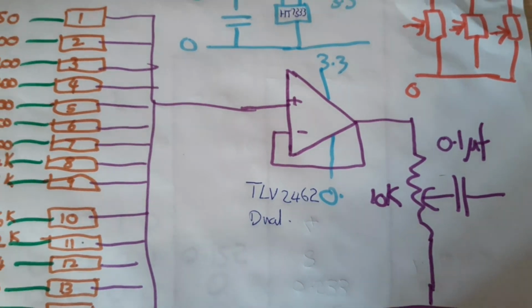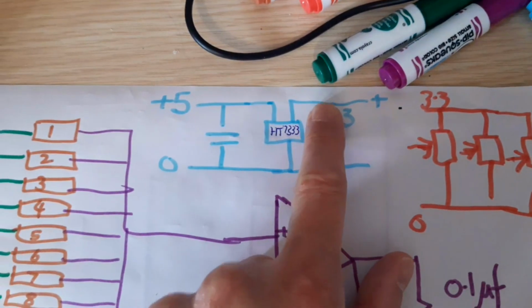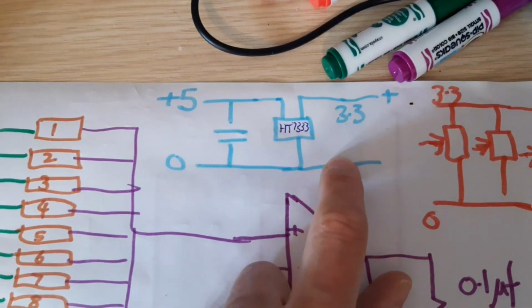So that's actually the circuit diagram of this stuff here. I think I missed a capacitor there. There's a 10 microfarads or something there.